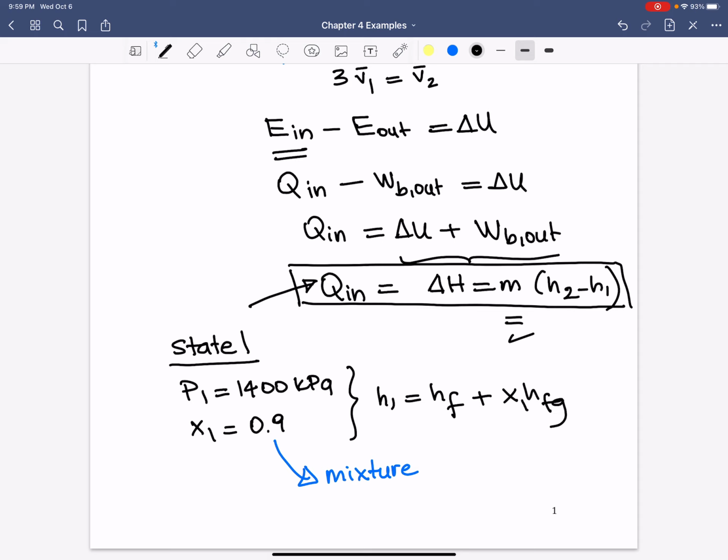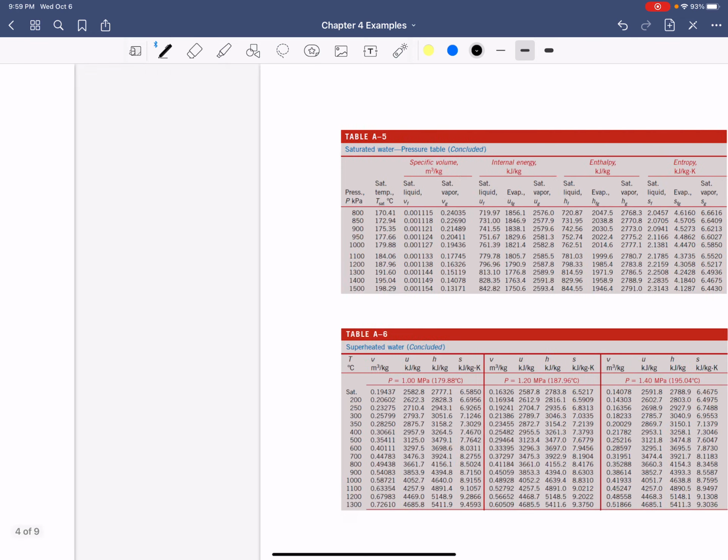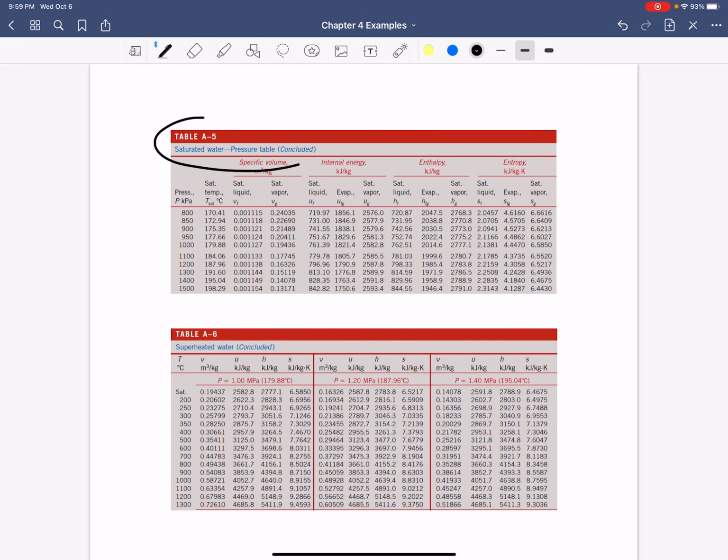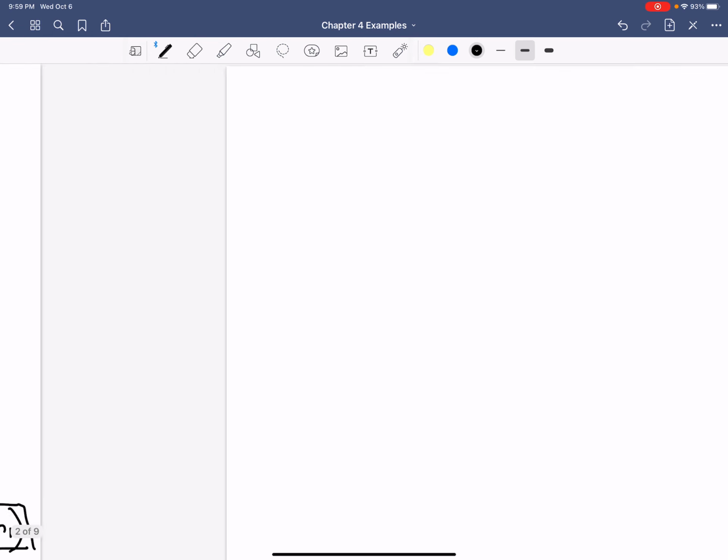So H1 is equal to Hf plus the quality times Hfg. Okay, so now at 1400 kilopascal, when you have a mixture, you can go to table A5, which is for water. When the pressure is given, the pressure is 1400 kilopascal, I can read Hf and Hfg from there, and plug into my equation and calculate the first state specific enthalpy.